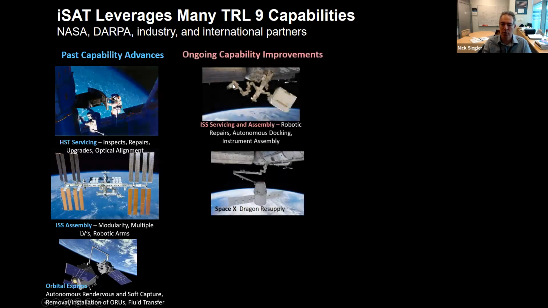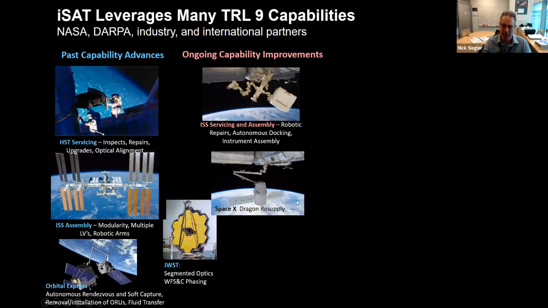As we move forward today, the ISS continues to be more and more capable of doing robotic repairs. Autonomous docking is now quite commonplace, and we've even done some instrument assembly. Here's a picture of the Dragon resupply, exactly like I mentioned. There's a robotic arm that grappled it.